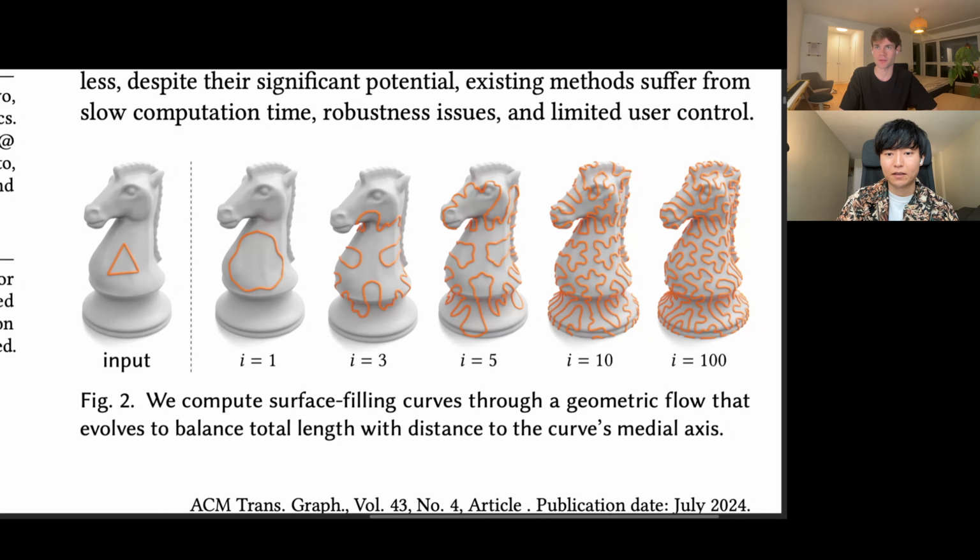Okay, so basically our method is a geometric flow. Given a surface and an initial curve, it grows such that the curve fills out the surface as much as possible. If you see this image, you start from this triangle that's placed onto this horse, and then it grows such that it becomes a surface filling curve.